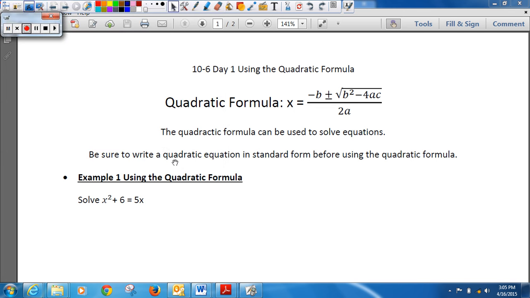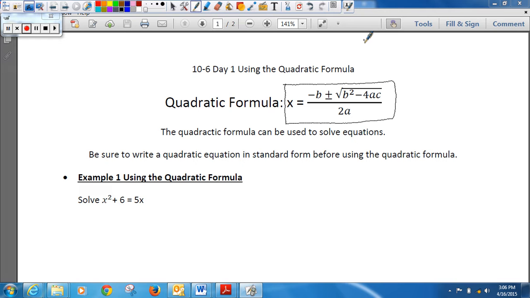Today we're learning another method for solving using our quadratic formula. So if we look here, the quadratic formula is given to us as x equals, so in order to solve for x, you're going to use the following formula. Negative b plus or minus the square root of b squared minus 4ac, all of that over 2a. So we're going to use that to solve our equations.